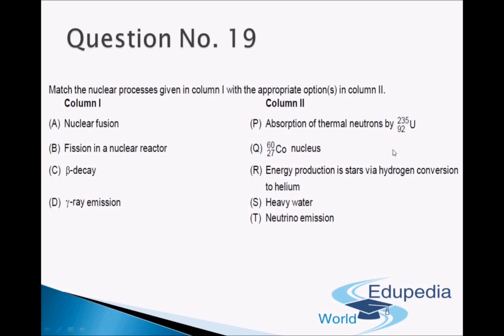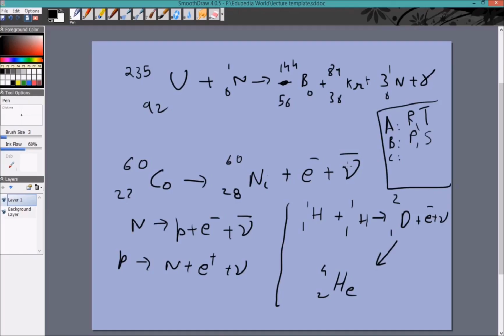For option C, we want beta decay. So neutrino transmission does occur in the standard beta decay, which is proton goes to neutron plus positron plus neutrino, or neutron goes to proton plus electron plus antineutrino. Those two reactions do involve neutrino emission. And also the decay of cobalt nucleus is a beta decay. There is no electrons given out in the absorption of thermal neutrons, nor are they given out in the energy production of stars. Positrons are given out in that. So the answer to option C will be Q and T.